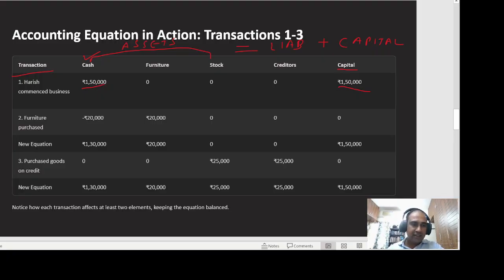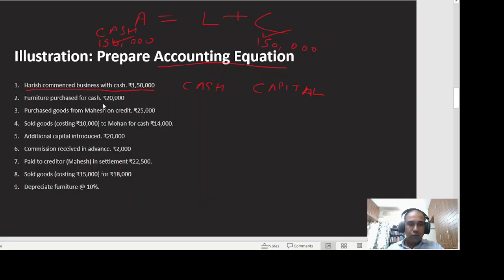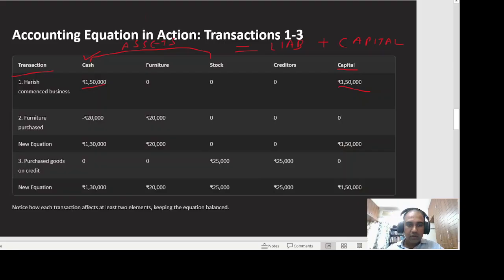Now let us see the next accounting equation. Furniture purchased for cash 20,000. Again, two accounts are involved. One is furniture, another is cash. Okay, let us see the accounting equation, guys. So what will happen to the cash? The cash will decrease by 20,000. So we will decrease the cash by 20,000. And another asset called furniture. So we'll include one more asset.